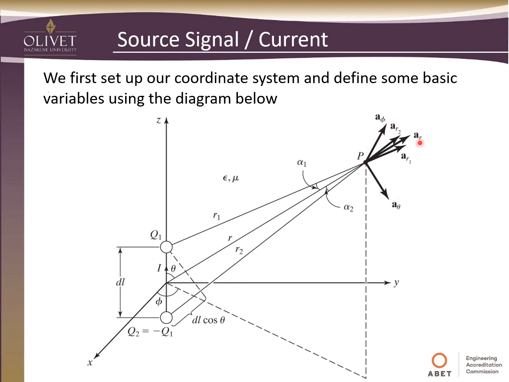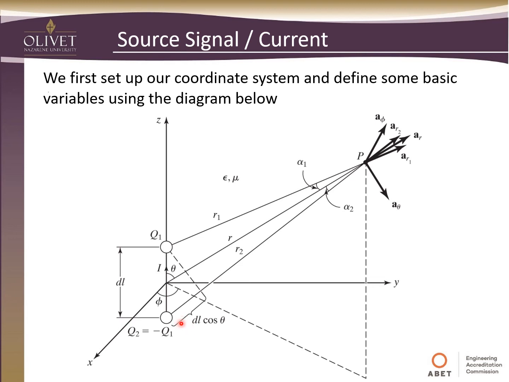Instead of X, Y, and Z, we've now got AR, A phi, and A theta. We also need to be aware of these angles, alpha 1 and alpha 2, that R1 and R2 make with R. We've got this theta down here, which is the angle R makes with the Z-axis. And then we've got this phi, which is the angle lying in the XY plane that the projection in the XY plane makes with the x-axis.